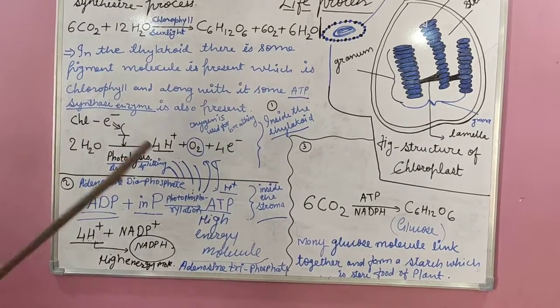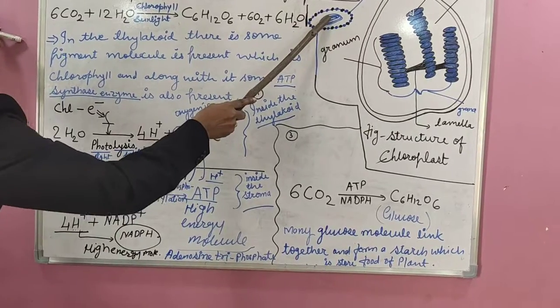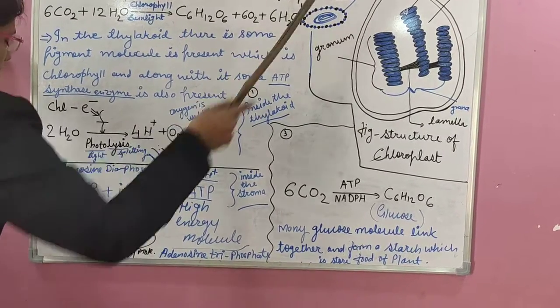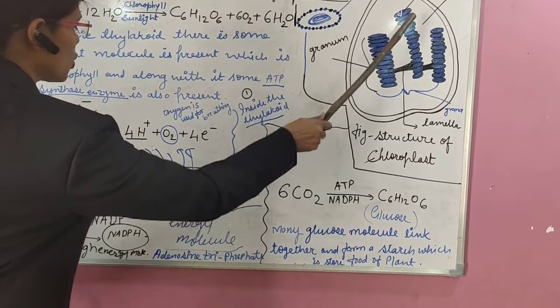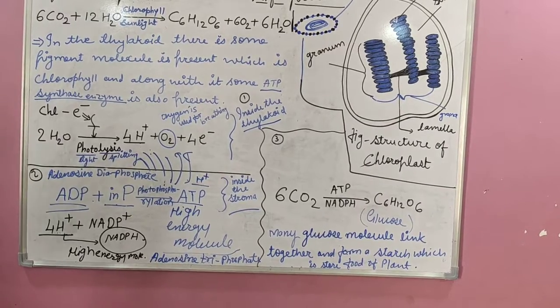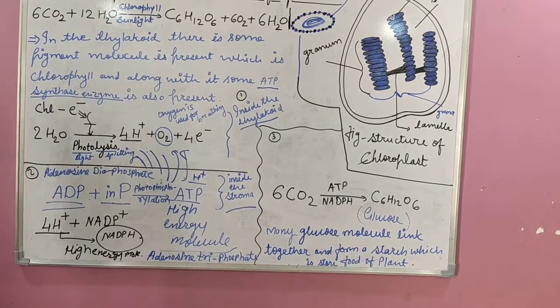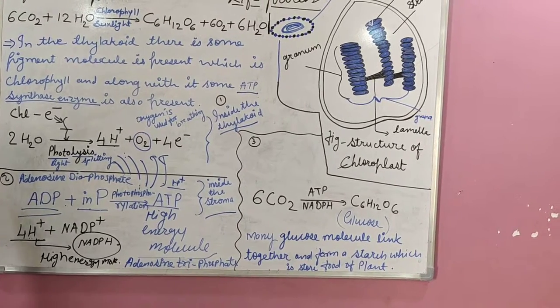Now here, students, photolysis takes place inside the thylakoid, and photophosphorylation takes place inside the stroma. It is clear here, don't be confused, students. If you get any confusion in this video, surely you can ask me questions.